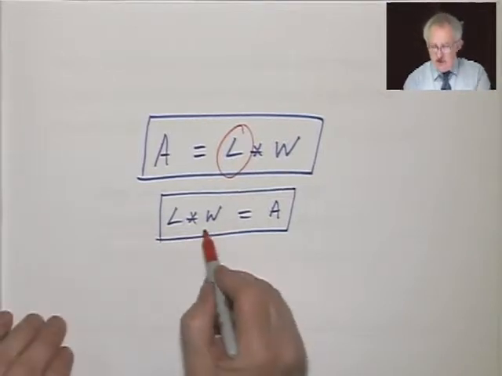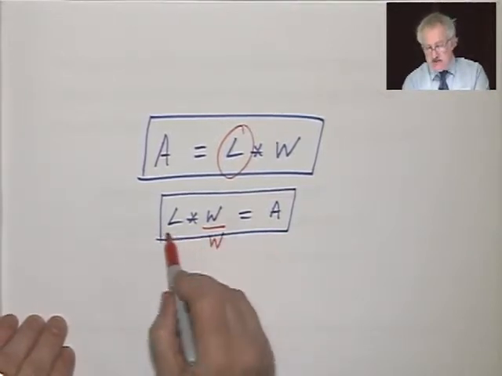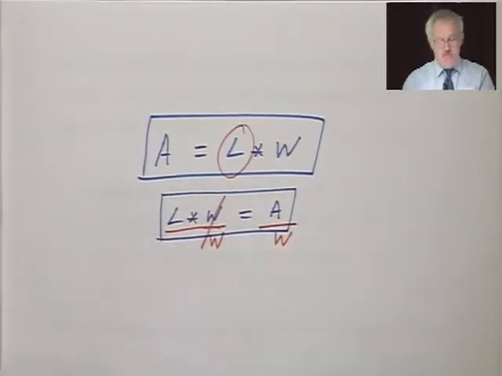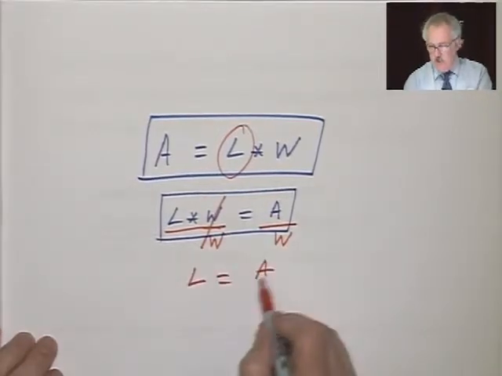Well, if it's multiplication, I divide. If I divide this side, I must divide the other side. Why do I divide? To get rid of it. And I end up with L is A over W.